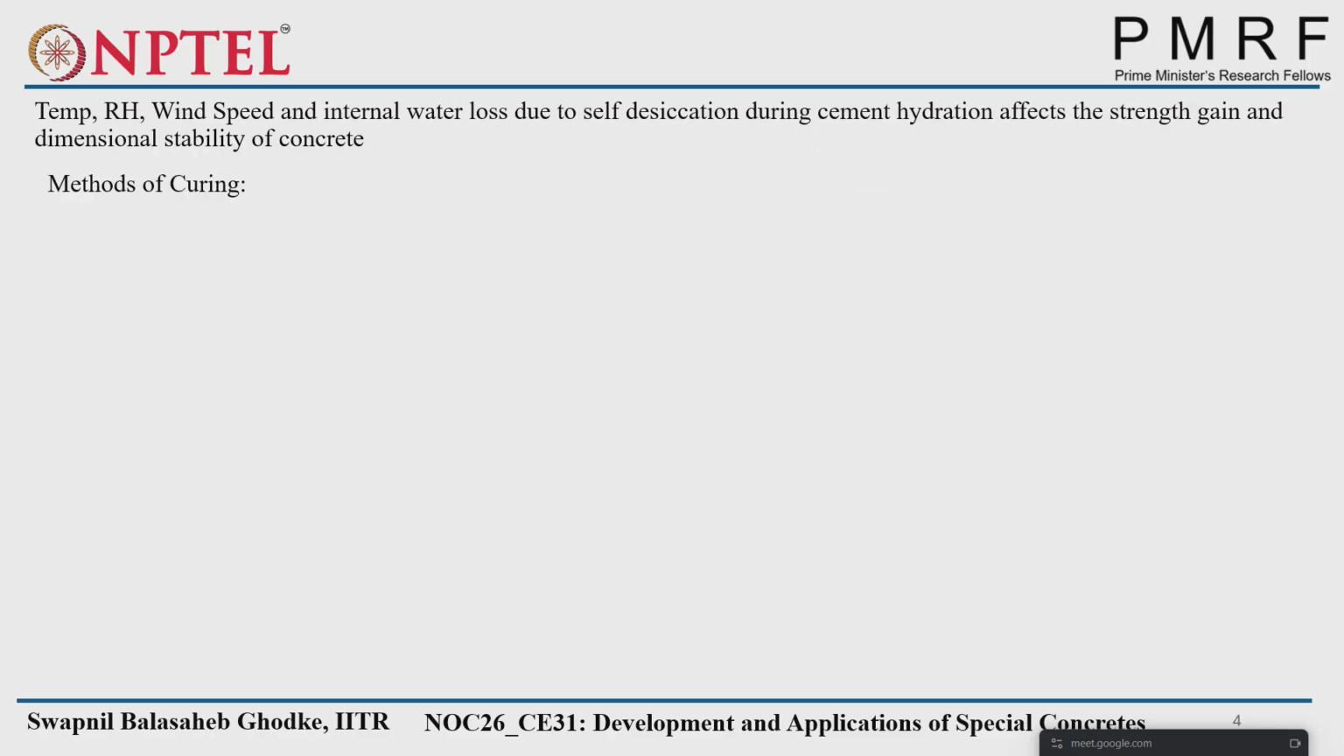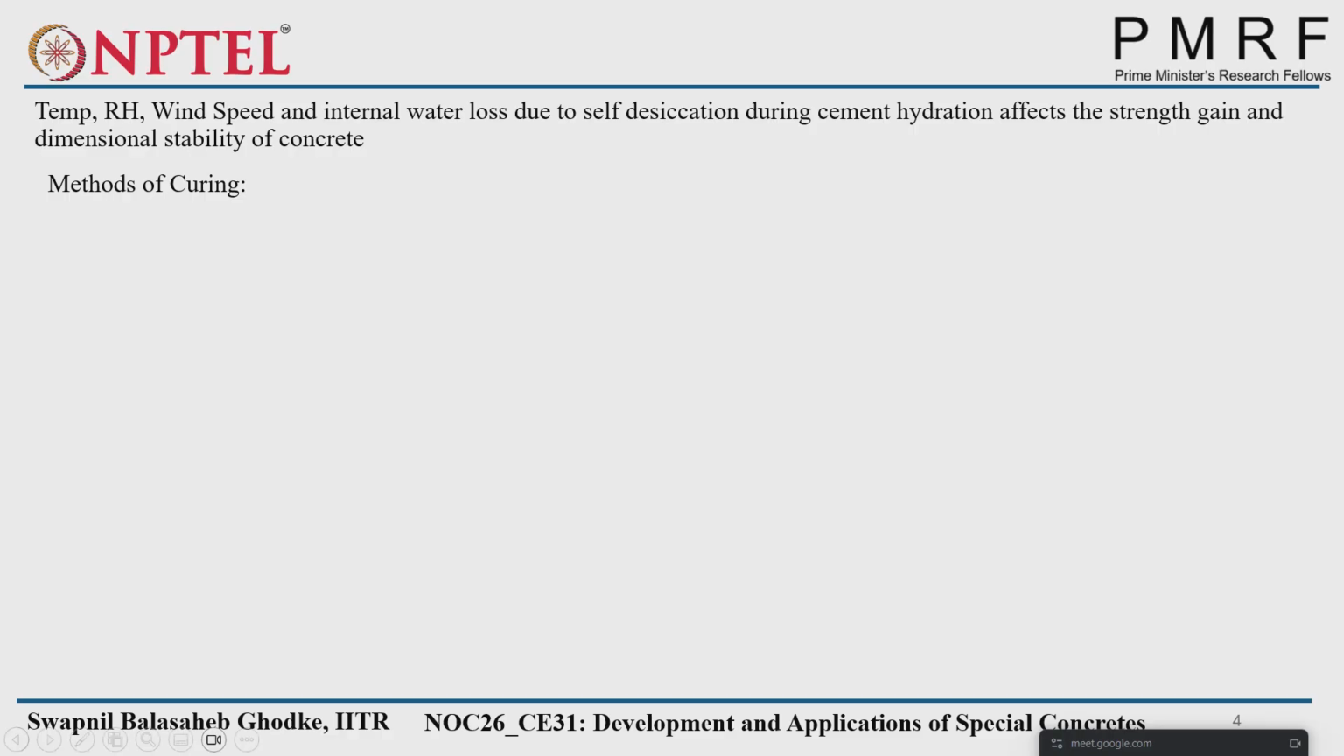So what affects the other properties of the dimensional stability of the concrete? Temperature is one of the major factors. Relative humidity, wind speed. Wind speed also affects the plastic shrinkage or the early hydration. If wind speed is more, because of the air, the drying will happen very fast, and the plastic shrinkage or any evaporation of the water will be fast.